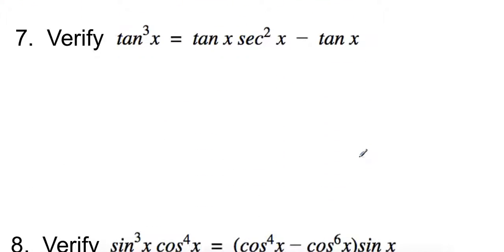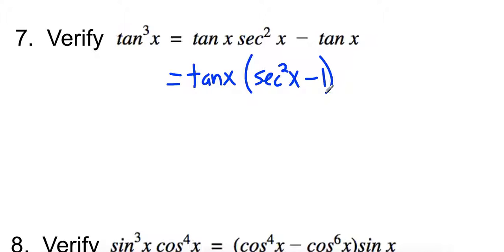All right, let's check out number 7. We have tangent cubed x equals tangent x secant squared x minus tangent x. Well, the right side is more complicated, so let's start there. I do notice that they both have tangent, so I'm going to try just factoring out the tangent. If I pull out the tangent, that leaves me with secant squared x minus 1.